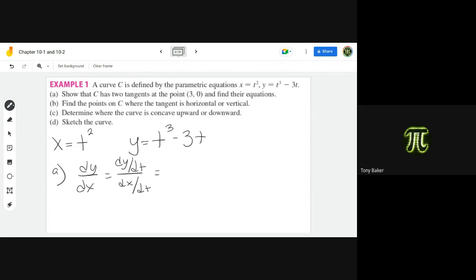Two t or 3t? It's 3t squared. You bring it down and then you subtract 1. Unlike the integral where you add the 1 in and bring it down. So, and now what's the derivative of the x? Just 2t.